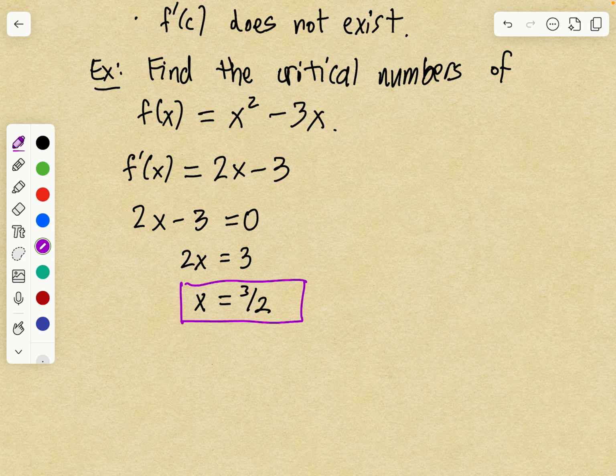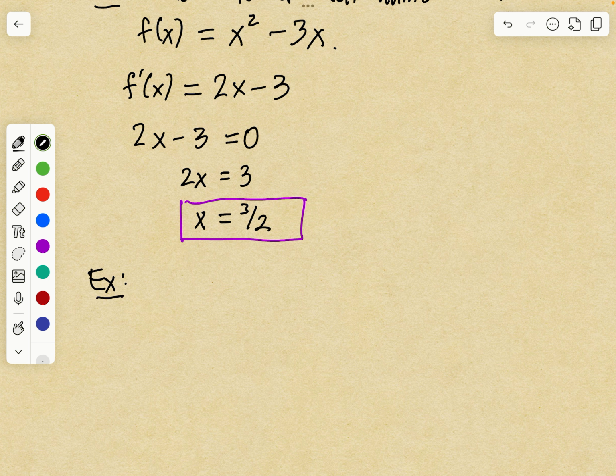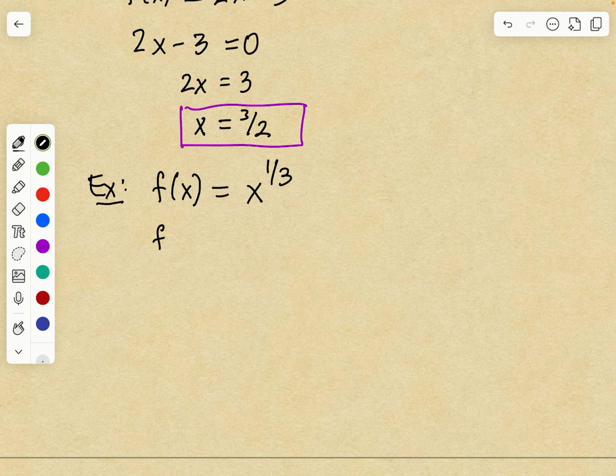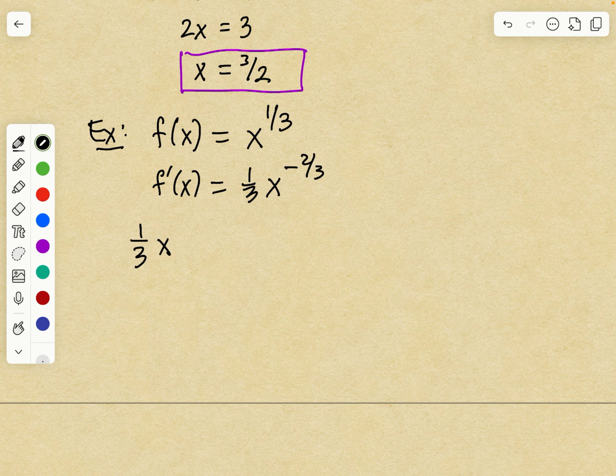Okay, what about if you had f of x equals x to the 1/3 power? Then what's f prime of x? It's 1/3 times x to the negative 2/3 power. Now we need to see where this function is 0 and where this function is undefined. So first of all, let's set this equal to 0, and see what you get.